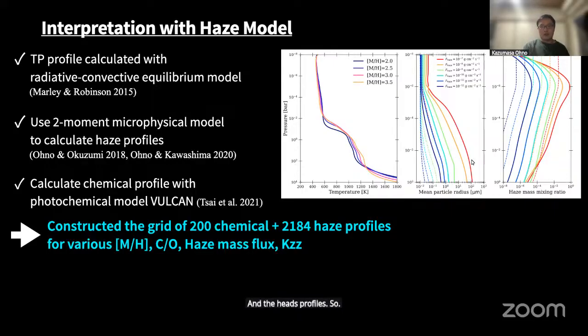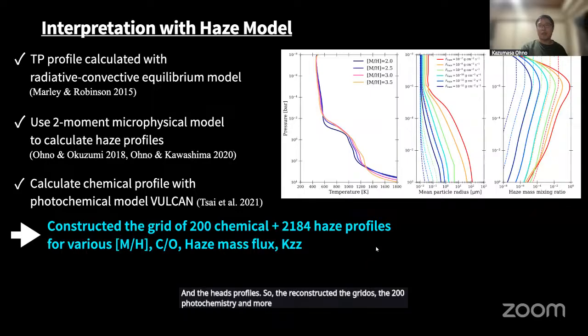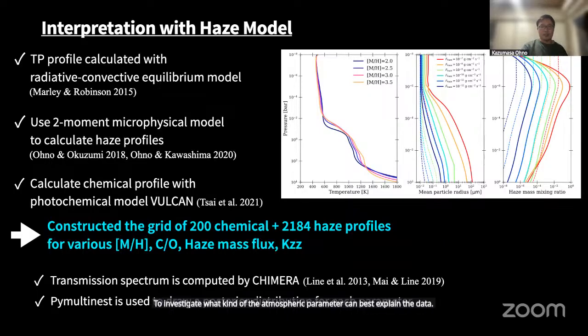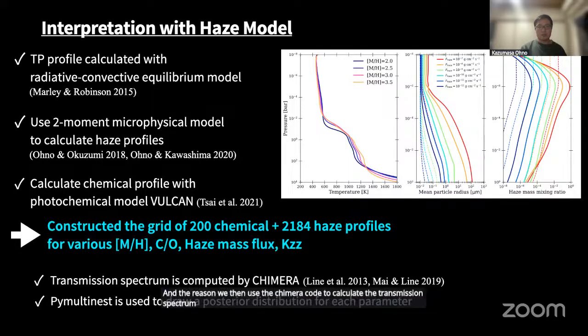We constructed a grid of 200 photochemistry and more than 2000 haze profiles for a variety of metallicity, C/O ratios, haze mass flux, and Kzz to investigate what kind of atmospheric parameters can best explain the data. We then use the CHIMERA code to calculate the transmission spectrum, and we use PyMultiNest to calculate the posterior distributions for each parameter.